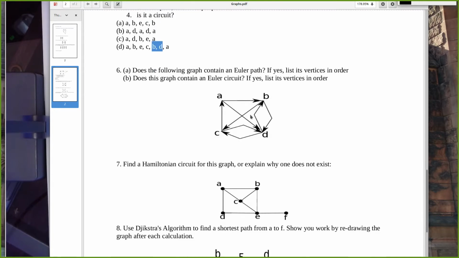All right, so 6 is looking at Euler paths. So is there an Euler path? An Euler path would have to travel along every edge exactly once. And the trick that we discussed for finding an Euler path is, see if there are any vertices with an odd degree. So vertex A has a degree of 3.